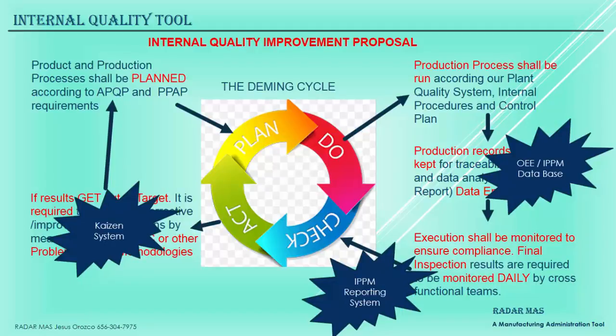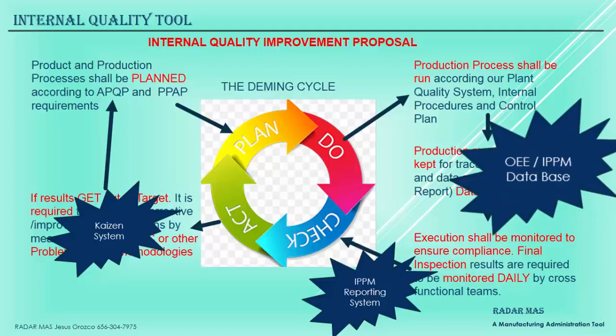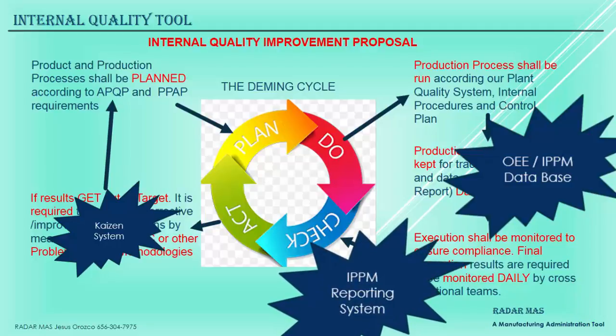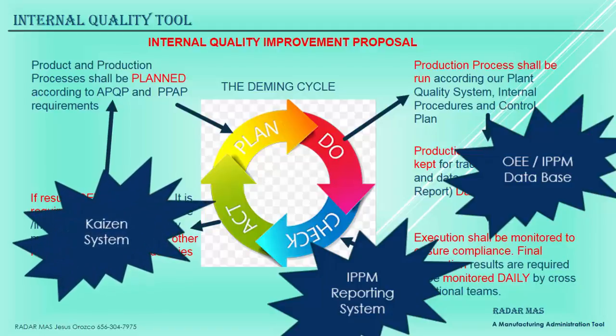If this is the case, the proposal for internal quality improvement is based on these three elements: the implementation of an overall equipment effectiveness and IPPM database, the IPPM reporting system that provides us immediate access to hundreds of automatic and standardized reports, and a Kaizen system to help us in the administration and control of the Kaizen activities and/or corrective actions.